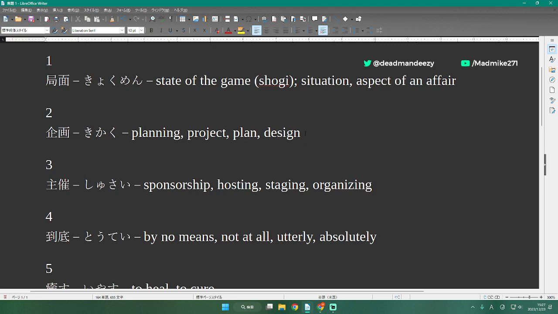Kikaku. Kikaku is a plan, project, or design. Kikaku. A plan, project, or design.